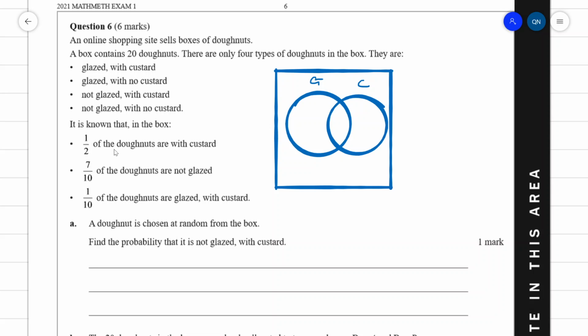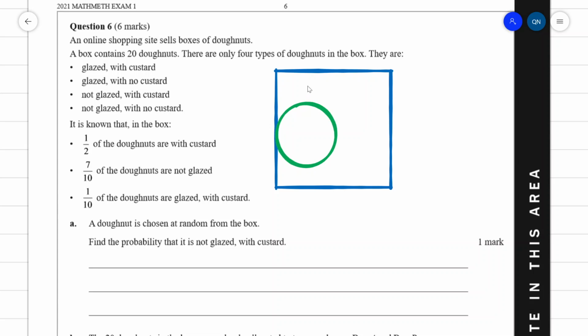So what do we know? We know 1/2 of the donuts are custard. So this circle, let's actually do a bit of color coding. Let's do glazed in green, and let's do custard in yellow. So this custard circle has to be a probability of 1/2. 7/10 of the donuts are not glazed, which means there should be 3/10 of the donuts which are glazed. So this green circle should be 3/10.